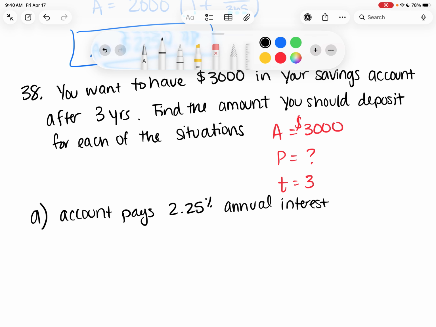Okay. All right, this one is 2.25% annual interest compounded quarterly.